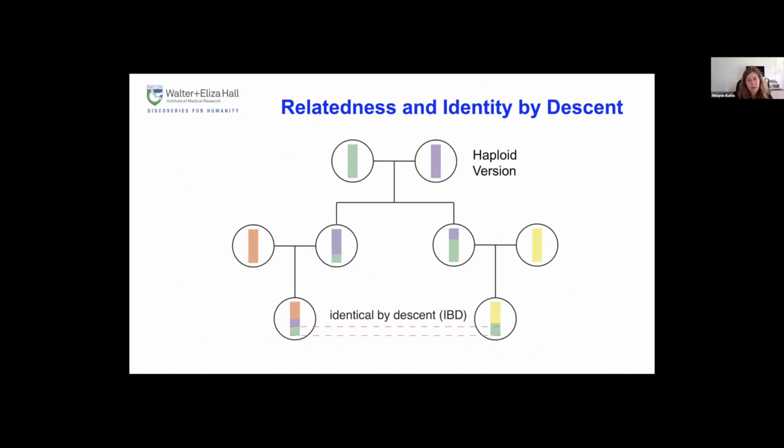something called identity by descent. So let's define that in the kind of simplest way possible. Let's think about a haploid organism. So human beings are diploid. So this is a much simpler version.